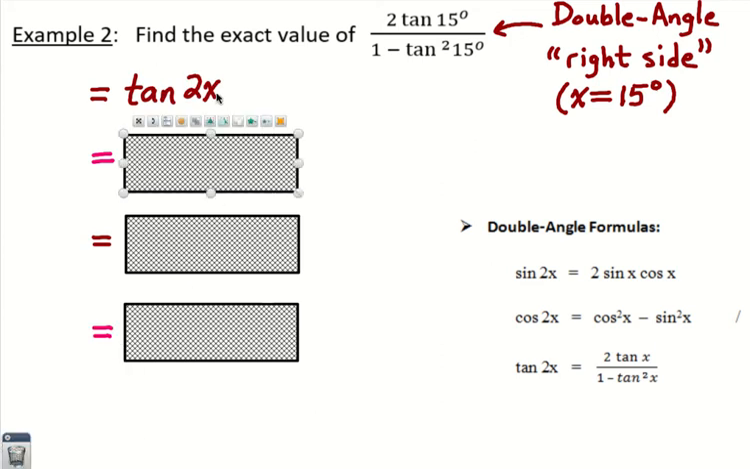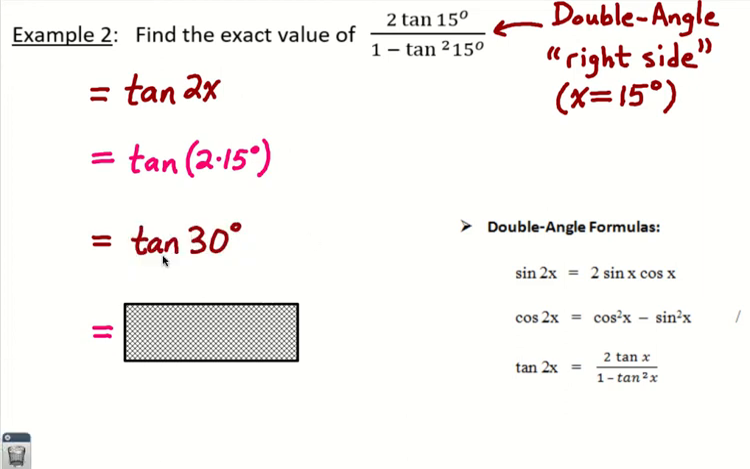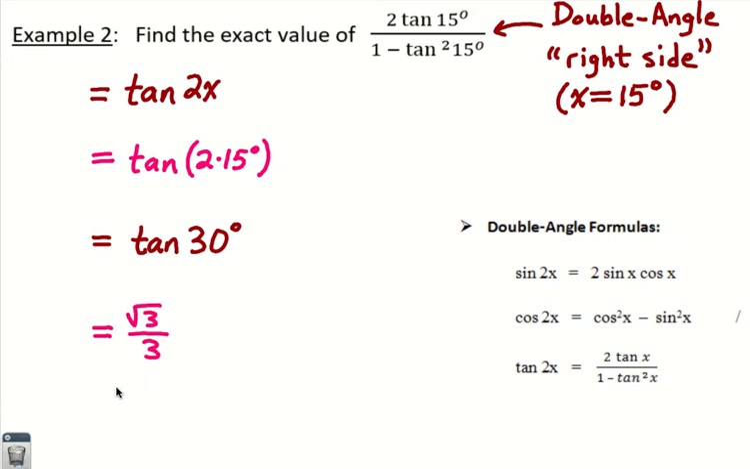And what was x? 15. Hopefully it doesn't take you very long to go from there to there. It's the tangent of 30. Look at your cheat chart, and you're done. We can do the tangent of 30. So 15 degrees, not something we can work with.